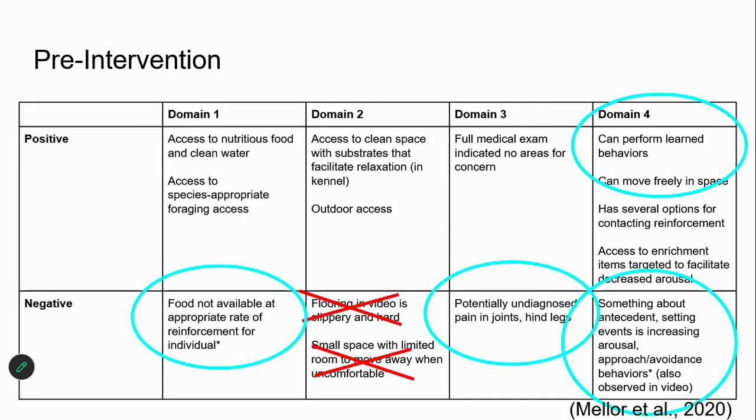These pieces in the circles are pieces that we decided to get curious about. So how can we support him with an appropriate rate of reinforcement? What are other things I can add to the space to be able to support him?